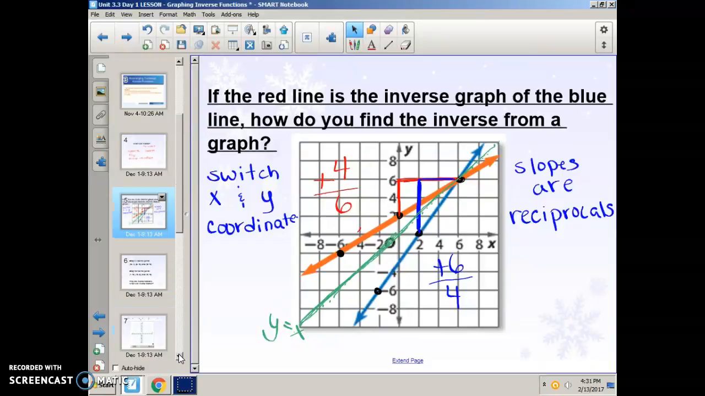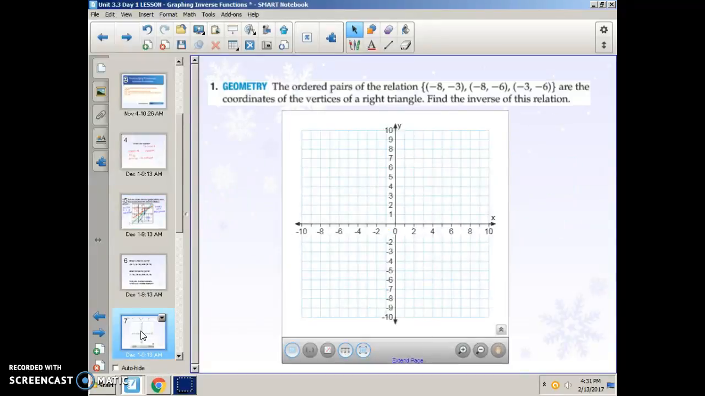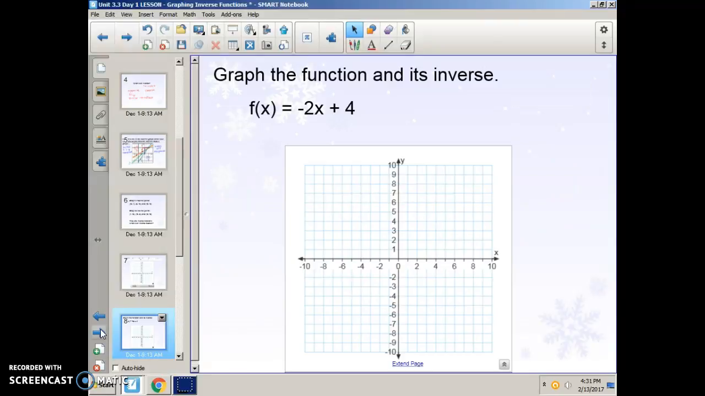So pause here, write down those thoughts for that part of the notes in the box. All right, so on this one, once you get to this part, pause and try and draw this graph yourself. You should be able to. This is review.